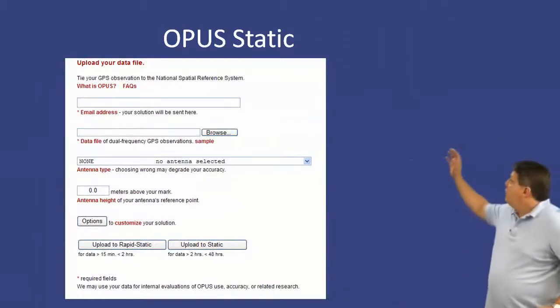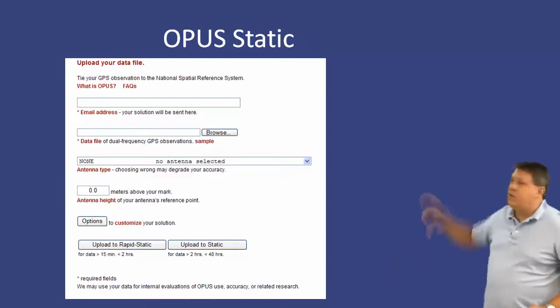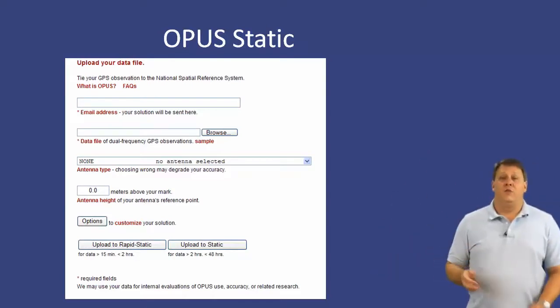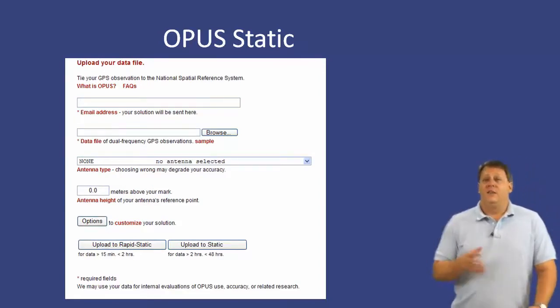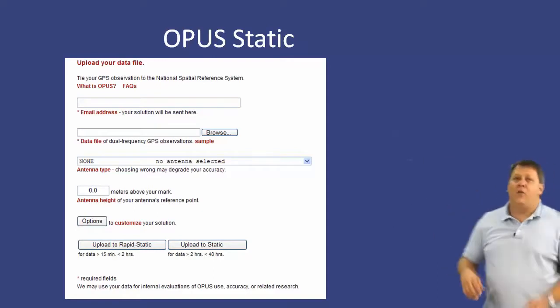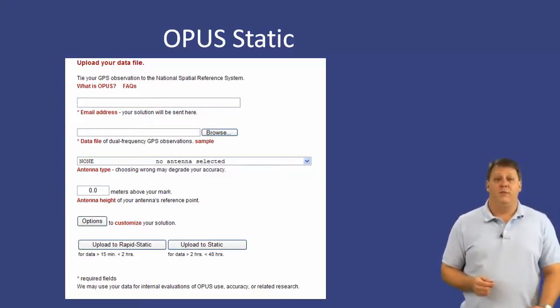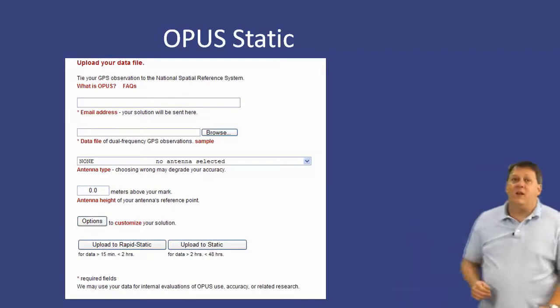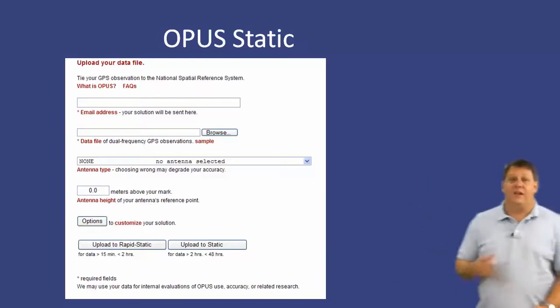When we go to the OPUS web page that is at the National Geodetic Survey's website, the first thing we've got to do is enter in our email address. This is where we want to see our results come back to us. The second step is to actually browse somewhere on our computer or a network drive to find that RINEX file for submission to OPUS. Then from the drop-down list, you want to select your antenna type, and then finally we'll enter in our antenna height.